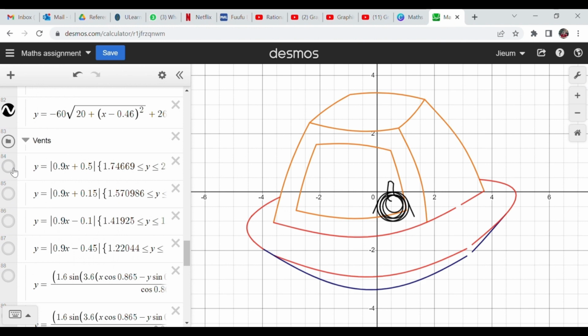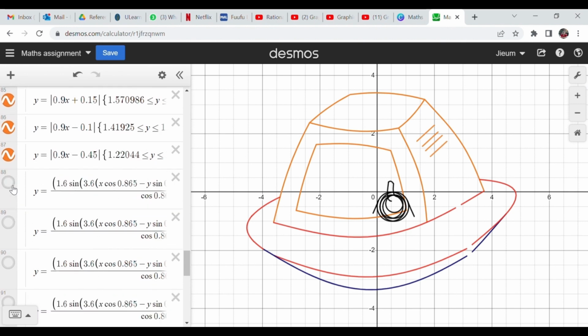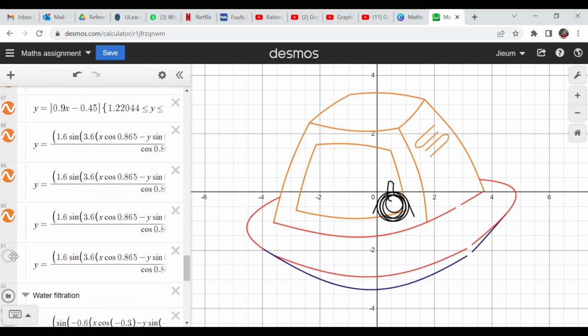For the vent, we use 2 trigonometric functions and 2 absolute value functions to make 1 vent. And since there are 2 vents, that means that we use 4 of each.